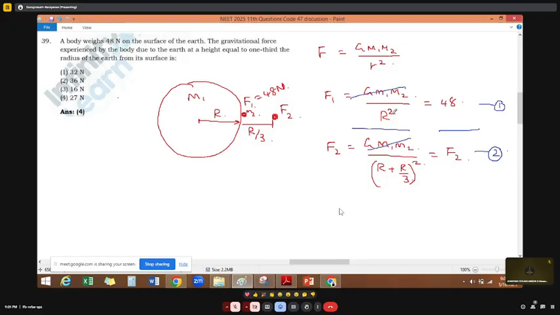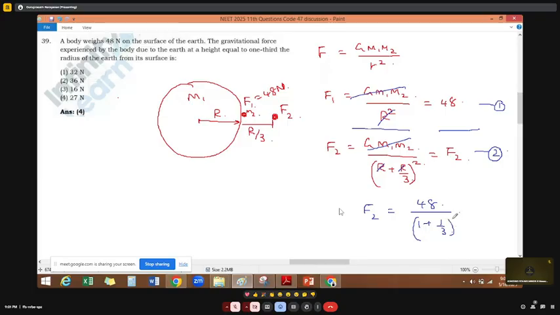Take R squared out commonly, so R squared will go away. But don't forget, you have 1 plus 1 by 3 the whole squared, so that should not be forgotten. F2 will go here, and this will go to the top. And when it comes to this side, it will become division. So F2 is equal to 48 divided by 1 plus 1 by 3 the whole square.